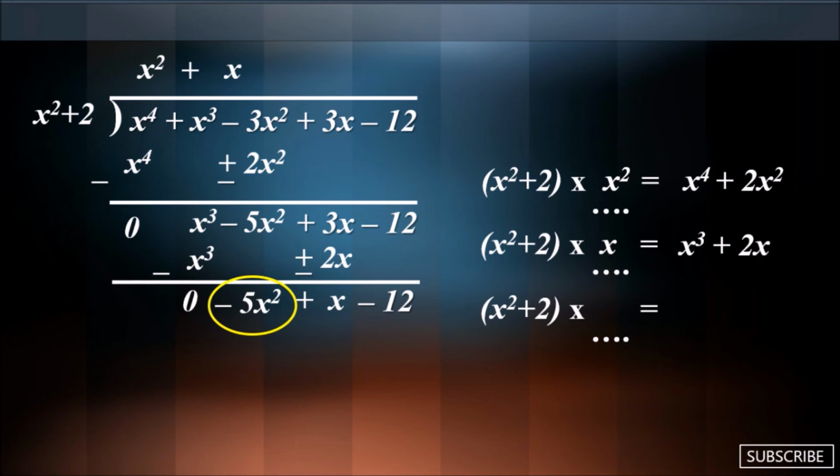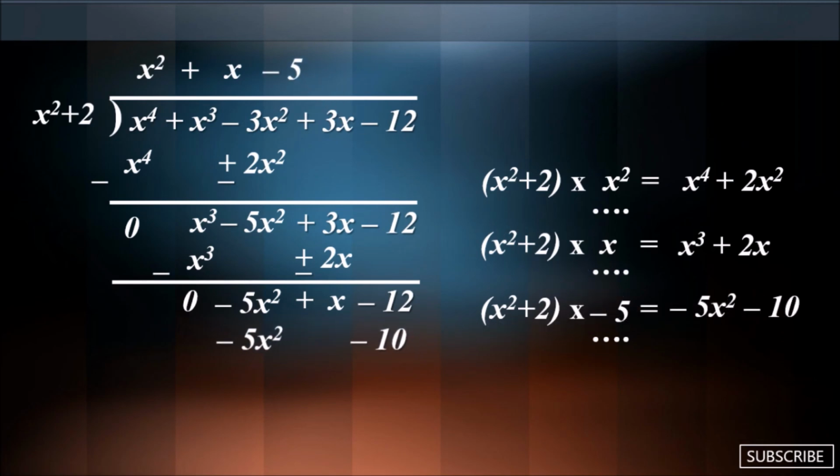We need to multiply the divisor with minus 5 to get our expected answer minus 5x square, and 2 into minus 5 is minus 10. Minus 5 will go at the place of quotient, and these terms minus 5x square and minus 10 will go for subtraction. Now change the sign and let us do the subtraction.